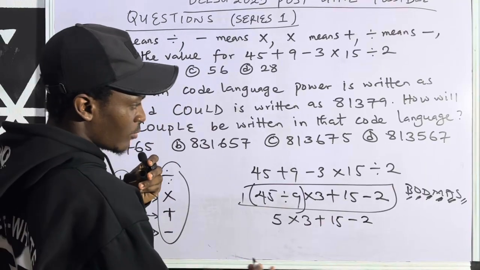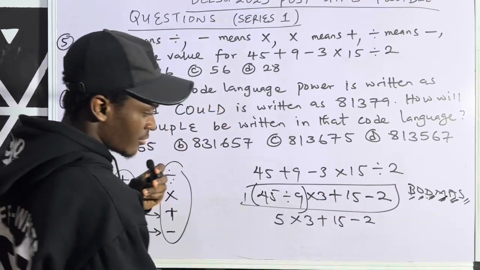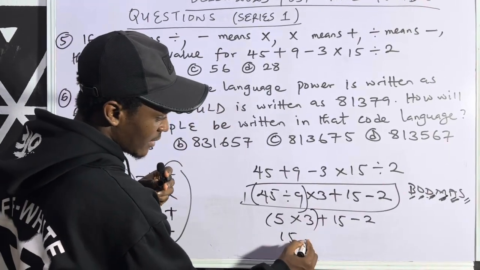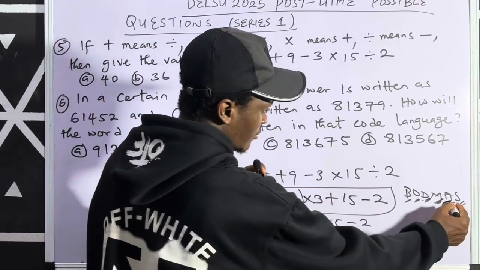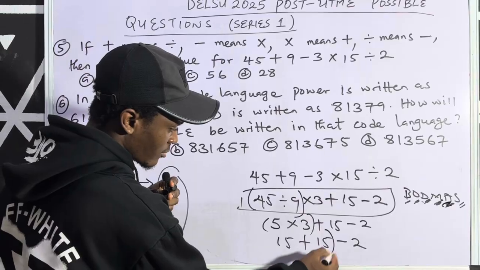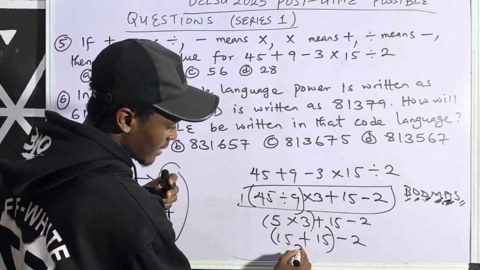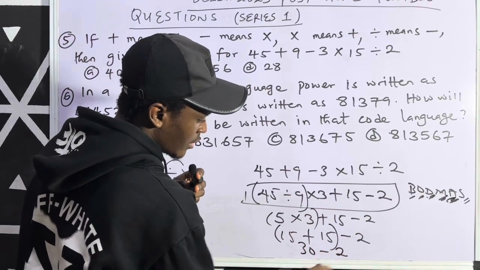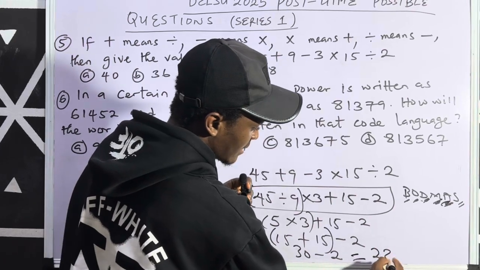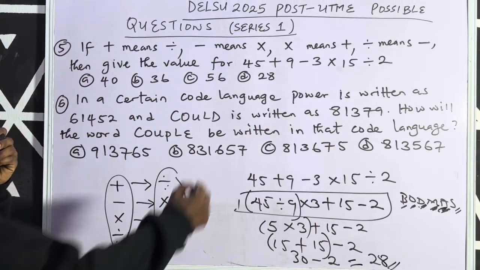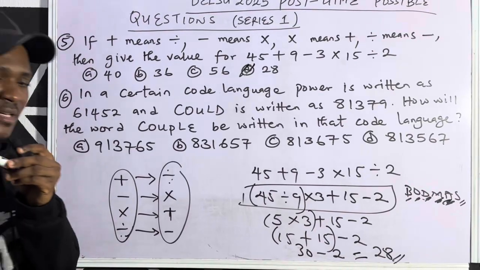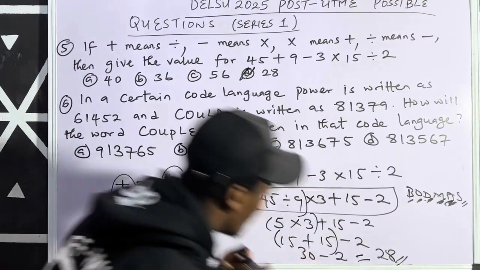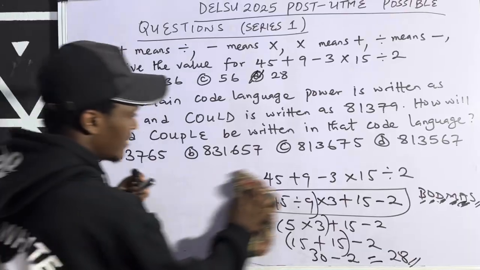Next, what's the next after division? Multiplication. So 5 times 3 is what? 15. 15 plus 15 minus 2. Then next, addition comes first before subtraction. So 15 plus 15 is what? 30 minus 2 will now give us 28. So the correct answer is option D. So that's how you go about questions like that. Just common sense. You have to be very smart in your thinking and your reasoning.